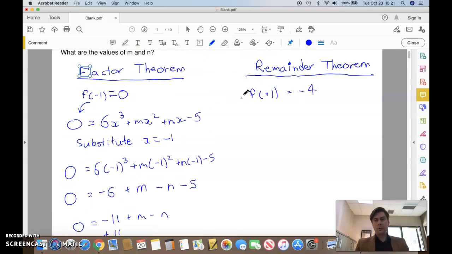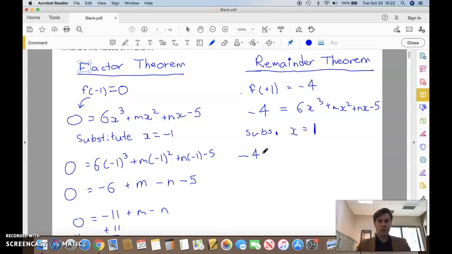We're going to do pretty much a similar thing using the remainder theorem. The only difference is, instead of equaling 0, it's going to equal negative 4, and we're using positive 1. So negative 4 equals 6x cubed plus mx squared plus nx minus 5. And we're going to substitute in x equals positive 1 in this case. So negative 4 equals 6 times 1 cubed plus m times 1 squared plus n times 1 minus 5. Negative 4 equals 6 plus m plus n minus 5.